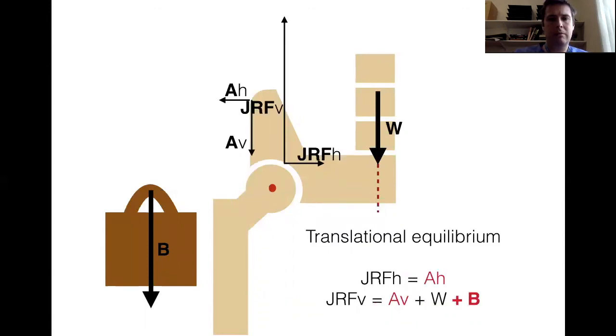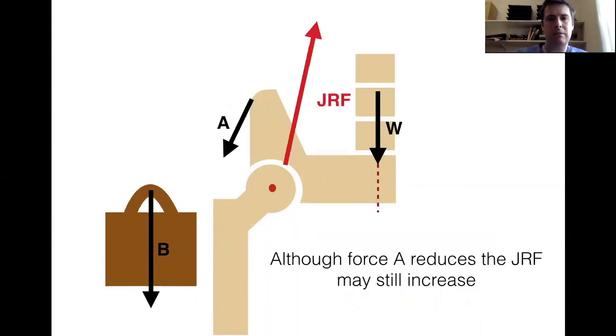When we then look to resolve for translational equilibrium, we've got a reduction in the horizontal joint reaction force required because AH is reduced. The vertical component of the abductor muscle force is also reduced, but we now have to consider that we have an additional load of the bag acting vertically in the downward direction, and that is in addition to the body weight of the patient. So actually, although the vertical component of the abductor muscle force is reduced, we still may have a gain in the overall vertical joint reaction force required to maintain translational equilibrium. So although force A reduces, the joint reaction force may still increase.